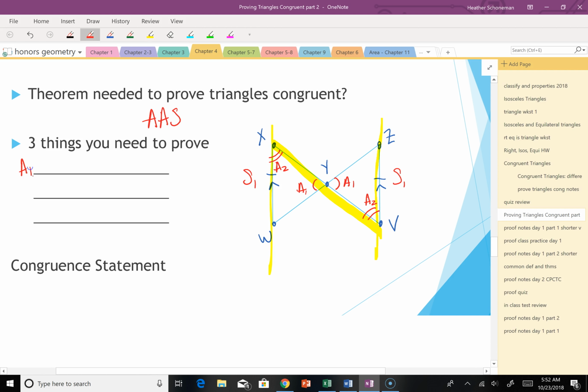All right, so let's write down angle 1. Angle 1 was the vertical angles. Well, if I just say Y, you don't know which angle I'm talking about, which means you're going to have to use 3 letters. So the one on the left is going to be X, Y, W. The one on the right, again, Y is the vertex, got to be in the middle, so Z, Y, V.